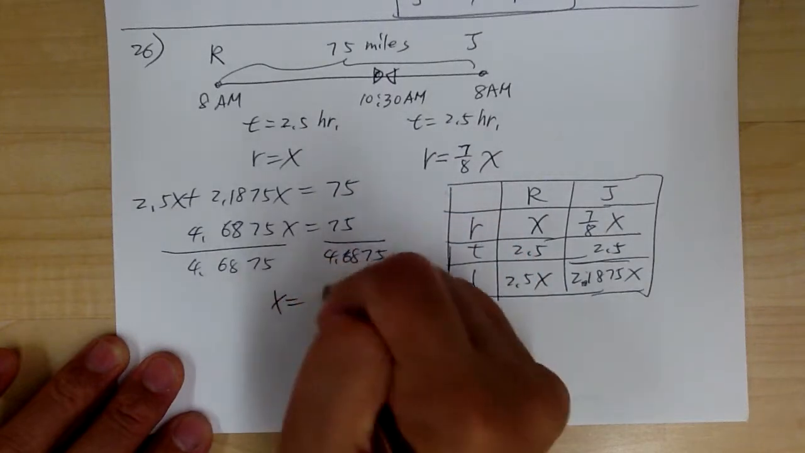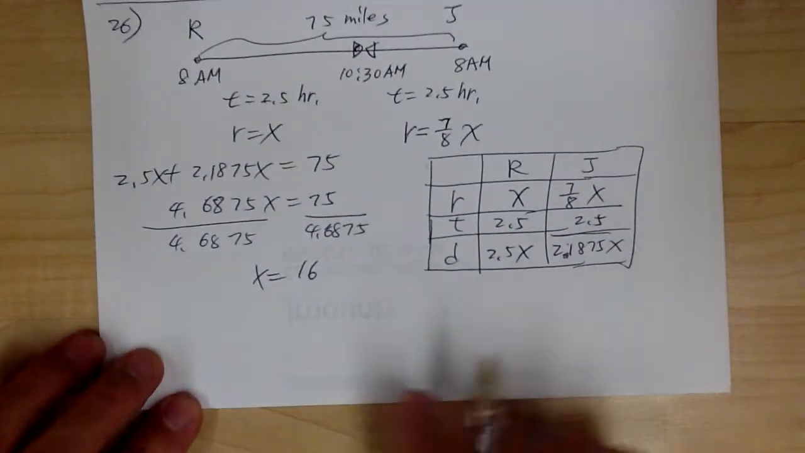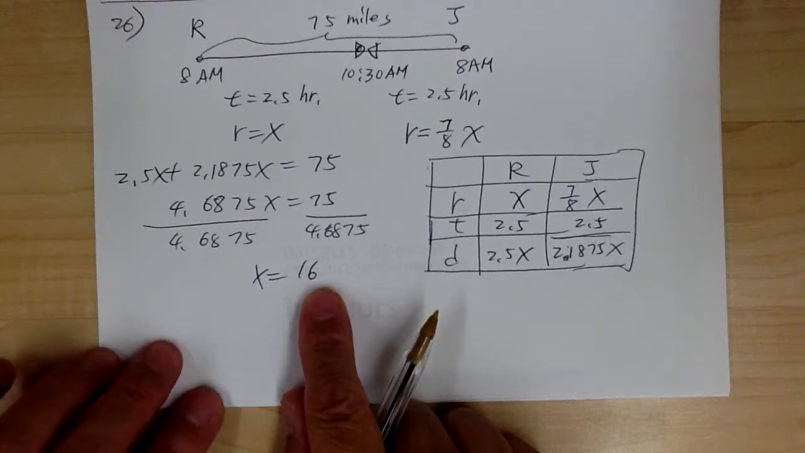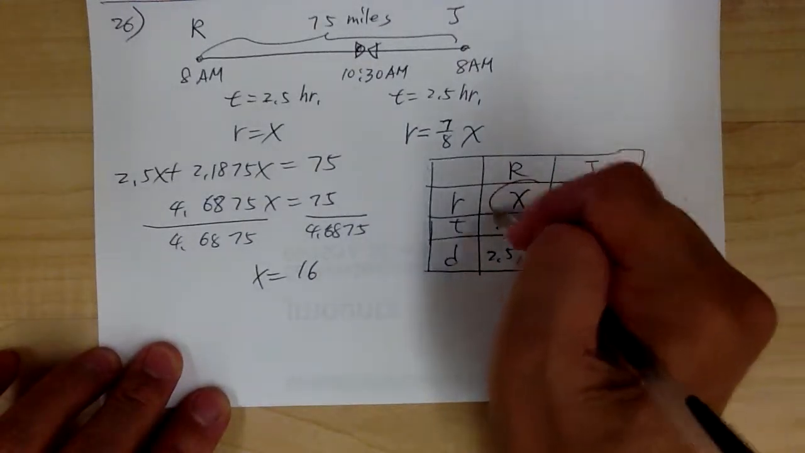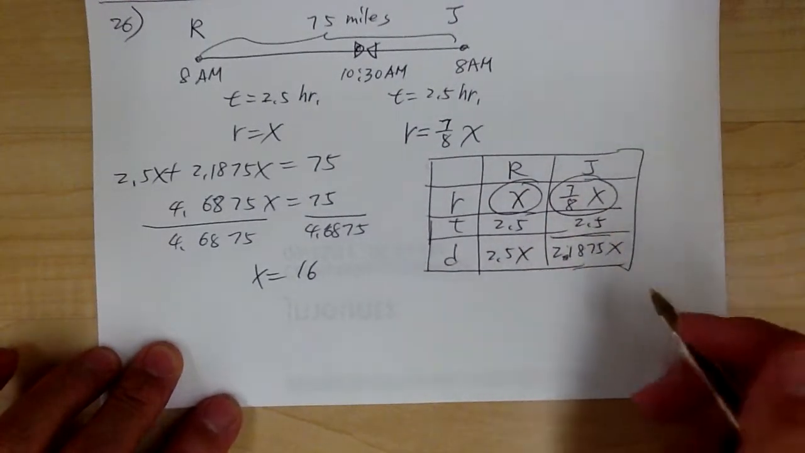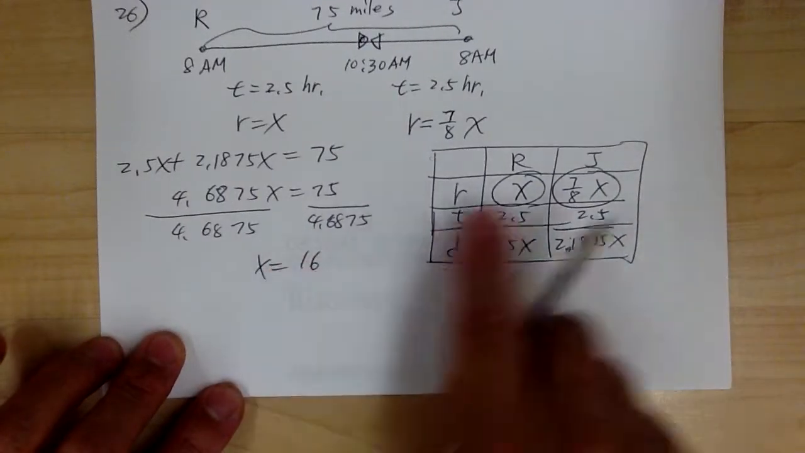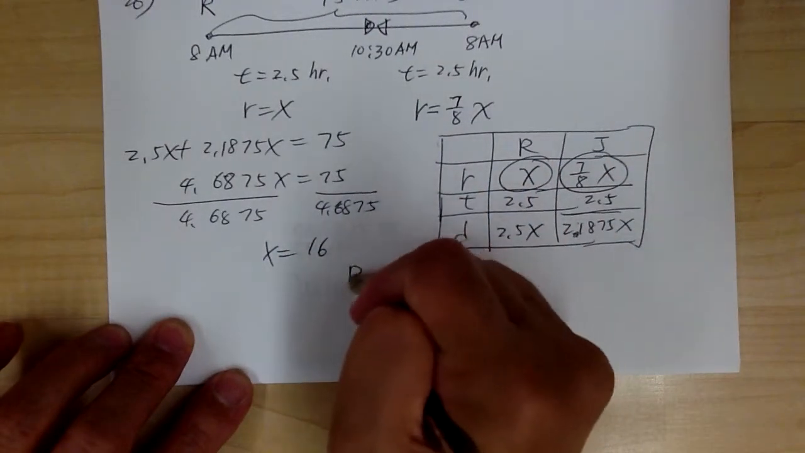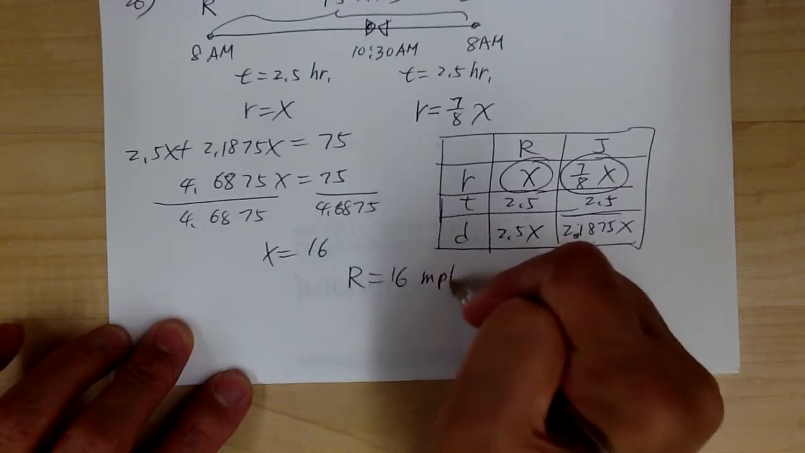Okay, so x equal to 16. Now once you find x equal to 16, you're not done yet, because it asks you for the speed of each person, so you're looking for these. That's what you're looking for. So from here you can see Rebecca equal to 16 miles per hour.